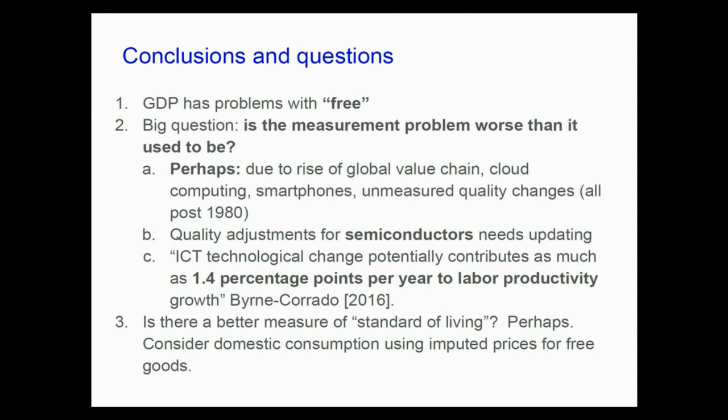Again, Eric has worked on this, and many other people. I think you want to use domestic consumption as your measure, obviously, using imputed prices for some of these free goods, and then put more attention on to quality adjustment. Those are all very simple things to say, but as we know, they're much more difficult to actually implement. And I'm happy to see this large group thinking about these very important issues.